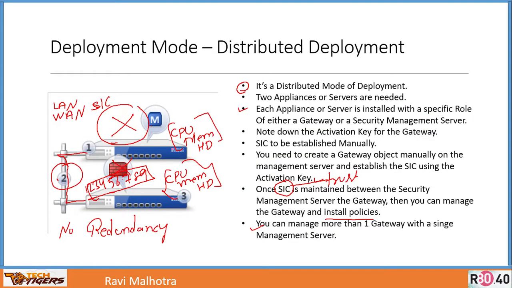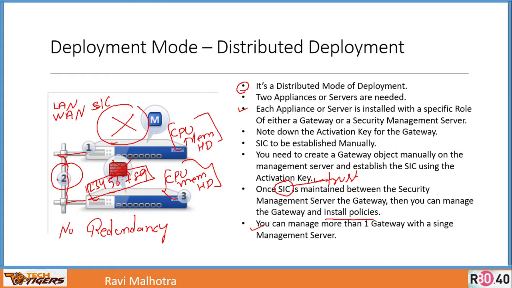Then there is the distributed deployment. In a distributed deployment, instead of one appliance, you have another appliance. So you have two appliances now, and each appliance has a dedicated role. Let's say my one appliance is a management appliance, and my other appliance is my gateway, right? That's all. The gateway is dedicated, working as a gateway. All the policies are applied from the management server. There is a SIC process established manually between the management server and the gateway, and that's how you manage it, right? The management server is a dedicated log server as well.